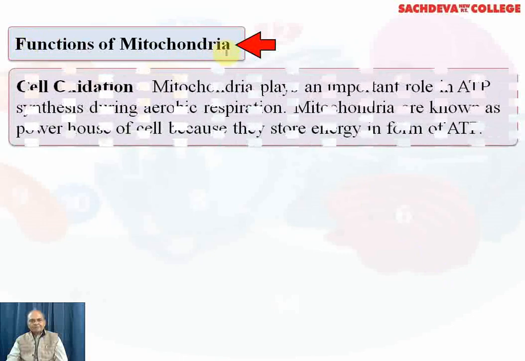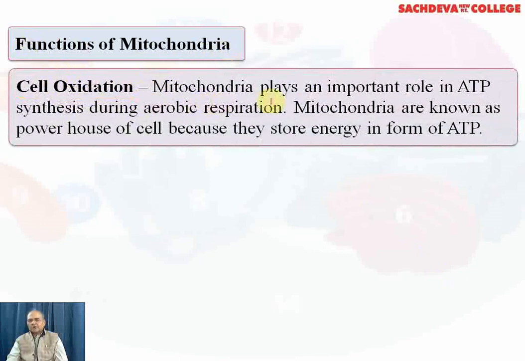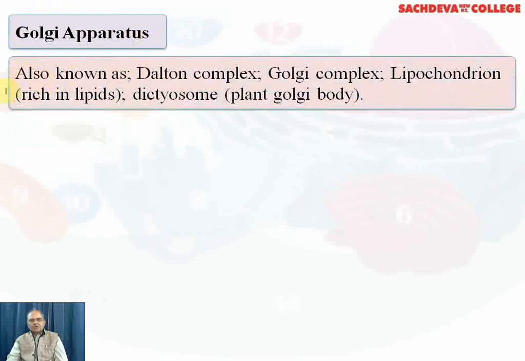Functions of the mitochondria. Cell oxidation. Mitochondria play an important role in ATP synthesis during aerobic respiration. As you have seen, the Krebs cycle is operating in the matrix of the mitochondria. And that is why mitochondria are also referred to as the powerhouse of the cell, because they store energy in the form of ATP. Golgi apparatus, also known as Golgi complex, lipochondrion, and dictyosome. The plant Golgi complex is called dictyosome.